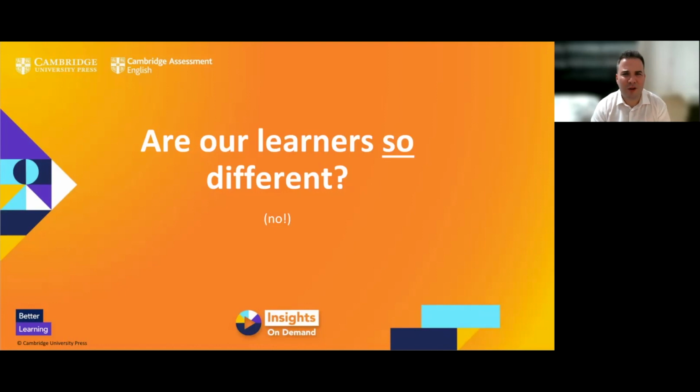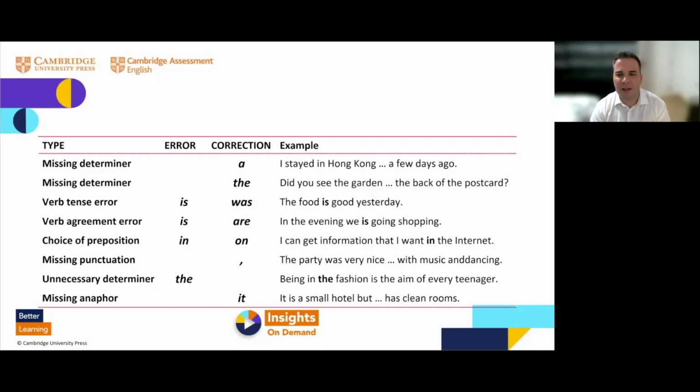Are our learners so different? No. These are the error types that we see with Chinese speaking learners more often. Which of these are problems of other languages around the world? All of them. They may appear in different order around the world, but these error types feature in the top 20 of errors made by all learners everywhere.